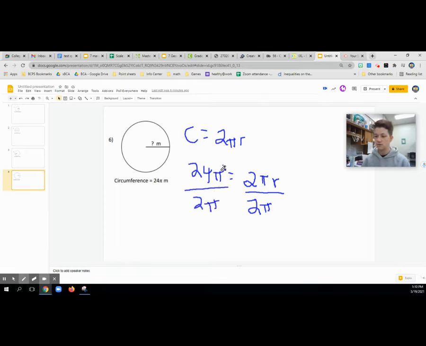But I know that pi divided by pi is 1. 2 divided by 2 is 1. So I'm left with 24 divided by 2 is 12 meters equals my radius.